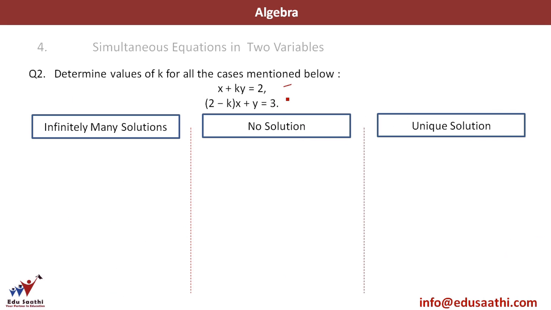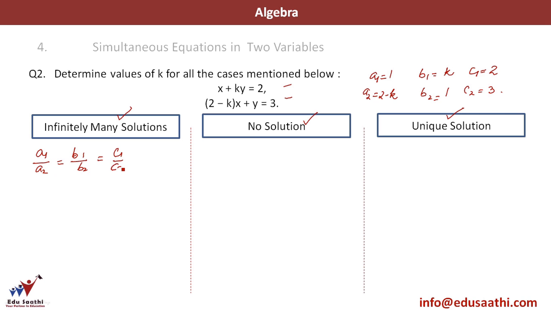There are two equations that are given to you. Determine the value of k for which this equation has infinitely many solutions, no solution and unique solutions. If I write it, A1 is equal to 1, B1 is equal to k, C1 is equal to 2, A2 is equal to 2 minus k, B2 is equal to 1 and C2 is equal to 3. I have infinitely many solutions if A1 over A2 is equal to B1 over B2 is equal to C1 over C2. So 1 over 2 minus k is equal to k over 1 is equal to 2 by 3.